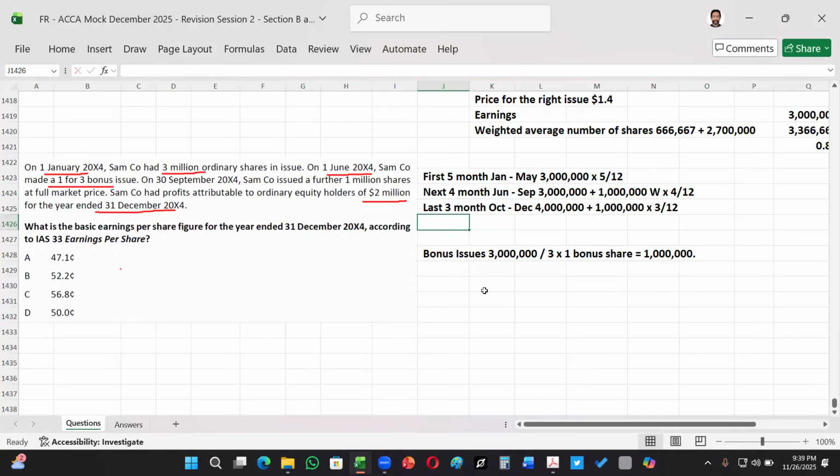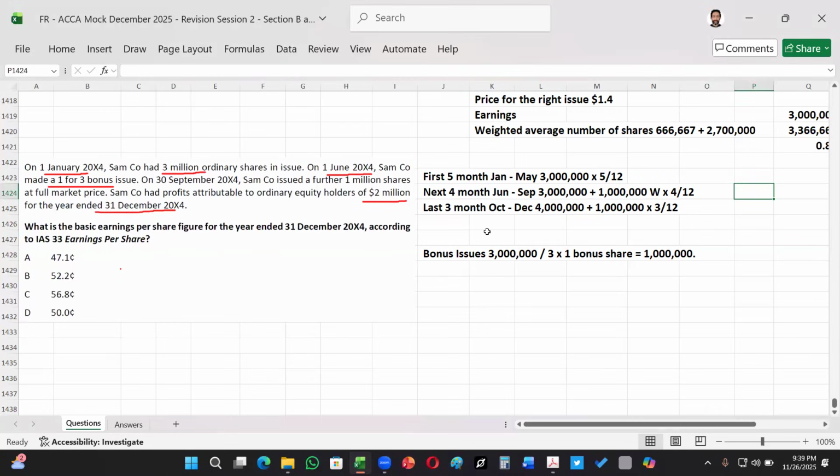So this is the easy part. I've simply written all the information. What was the time period? How many shares we had? Where is this 1 million coming from? We made a normal issue, a standard issue at the normal price. Samco issued a further 1 million shares at full market price. So there is no bonus or rights. It is just at a full price. And this happened on 30th of September, so this situation would be there from the next month, that is October. That's why I wrote October to December. So I believe this is easy. Let's just quickly calculate the values.